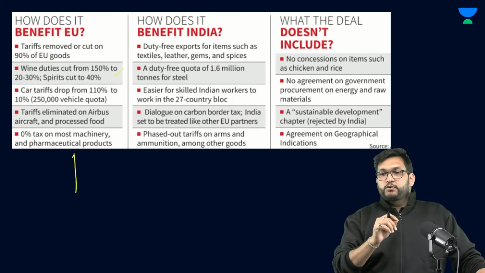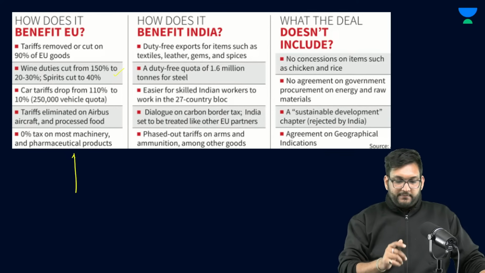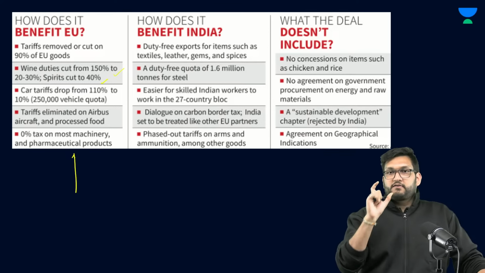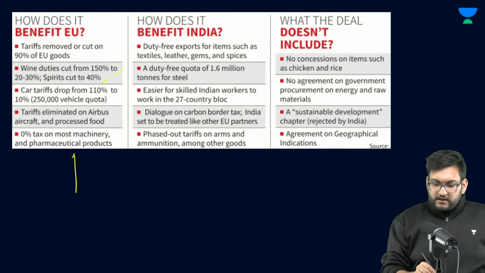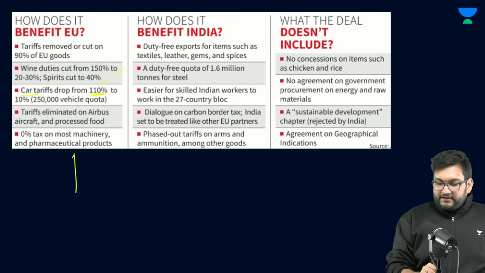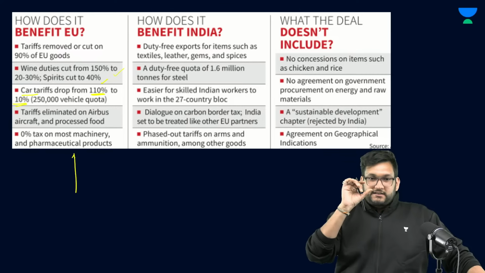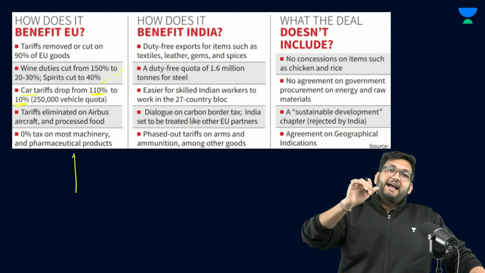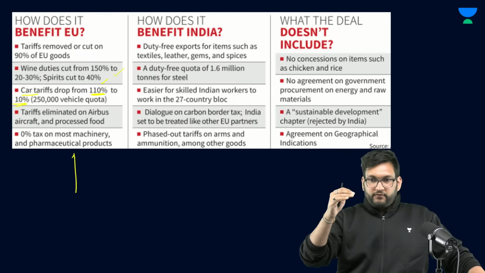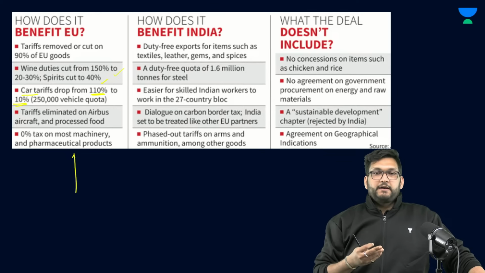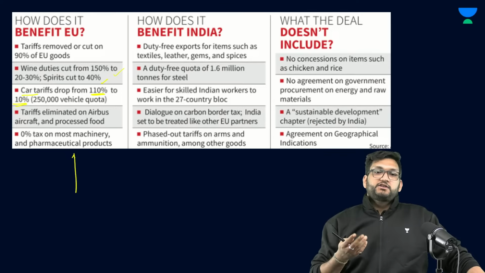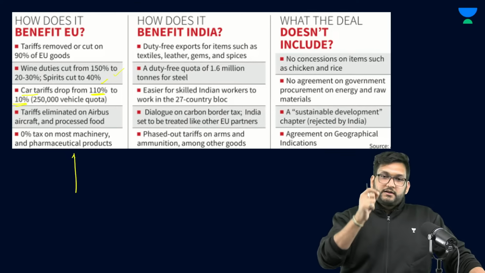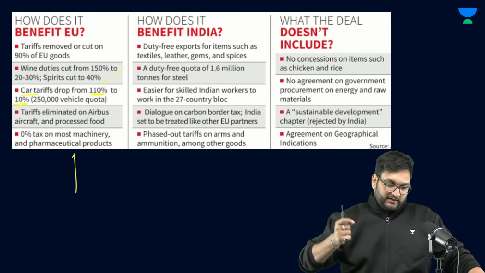Further, wine duty goes from 150% to 20 to 30%. Spirits, 40%, a very important sector in the EU, specifically Italy and France. Then car tariff, 110% to 10%. This is a certain quota-based system on a certain amount of cars, and over a certain value of cars. Not that every car, BMW or a Mercedes, is going to become very, very cheap. We'll discuss how the automobile sector will be impacted. Germany wanted this. We will discuss how there's a certain quota-based system here.